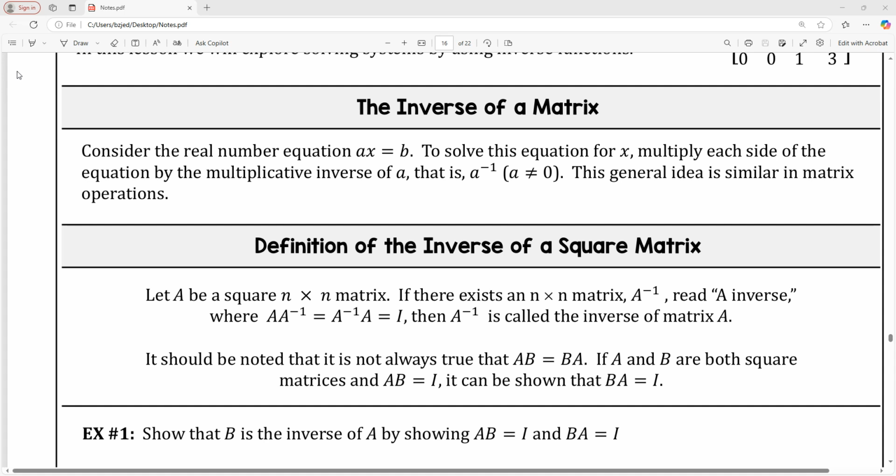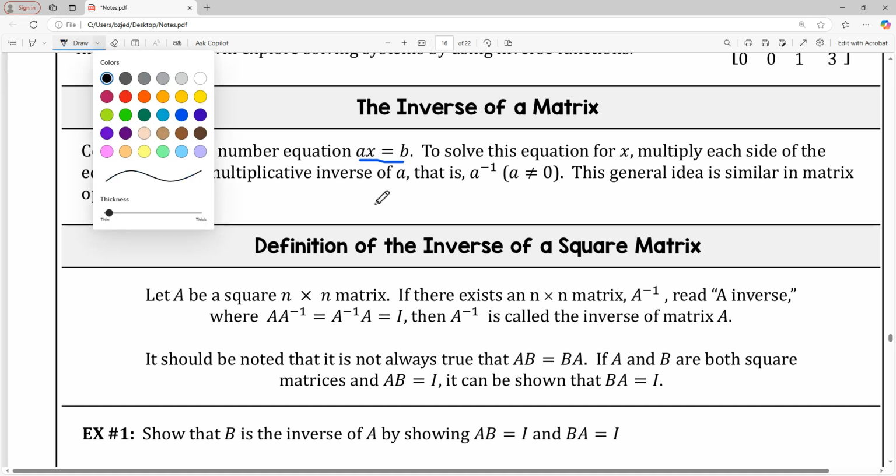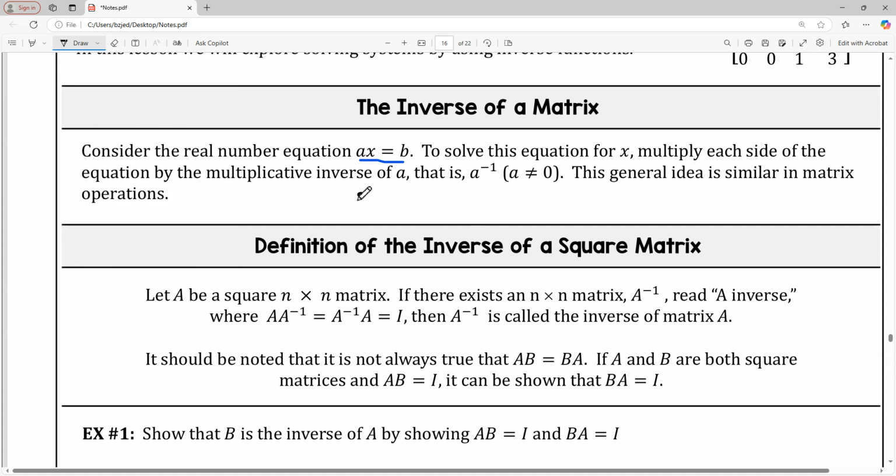It does not work. However, because math people are math people, they came up with a workaround. And here's the idea. Let's say I were to take this equation, ax equals b. If you were in an Alg 1, Alg 2 class and I asked you to solve for x, you would always, 99 times out of 100, tell me, hey, I would solve for x by dividing a to the other side, right?